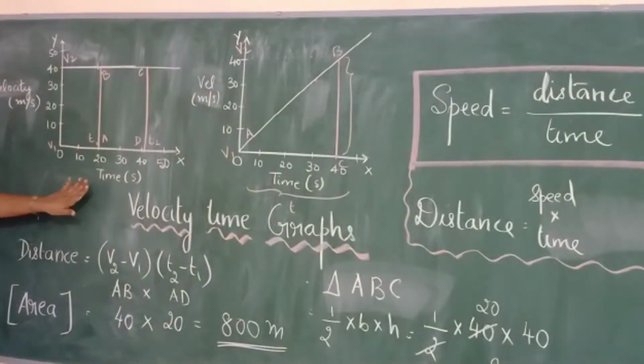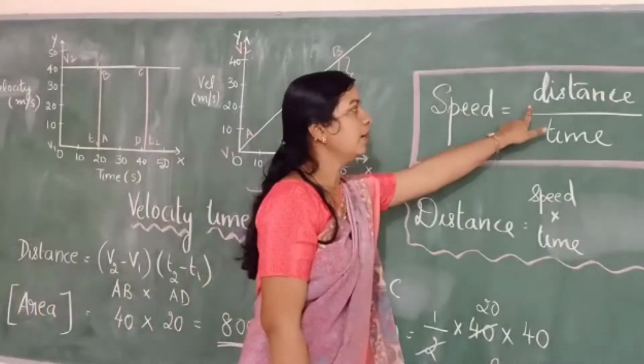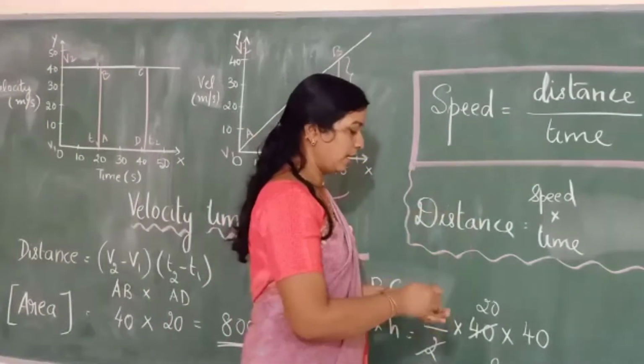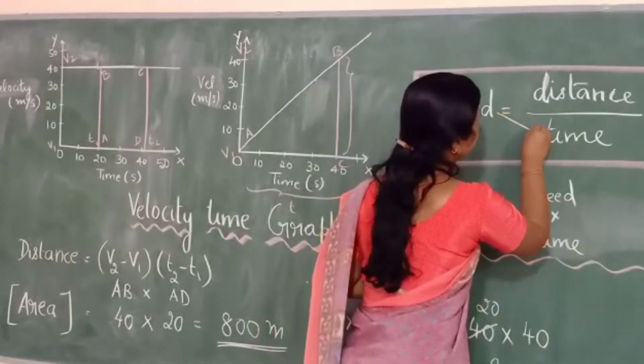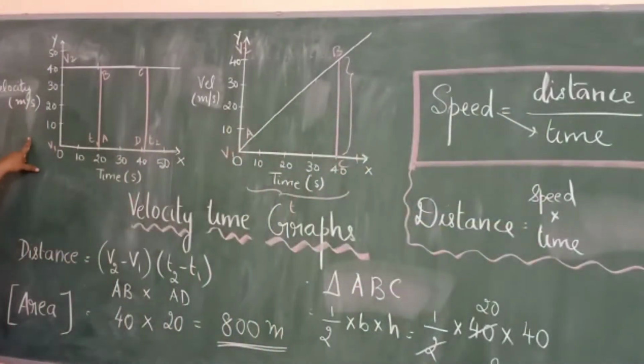You have seen here that I have taken time on the x-axis and velocity on the y-axis. We know that speed can be calculated using the formula distance by time. From this formula, if you cross multiply, distance is equal to speed into time. In this graph, the object is moving with a constant velocity, so the graph is parallel to the x-axis, or the time axis. Since there is no change in velocity, acceleration will be 0.